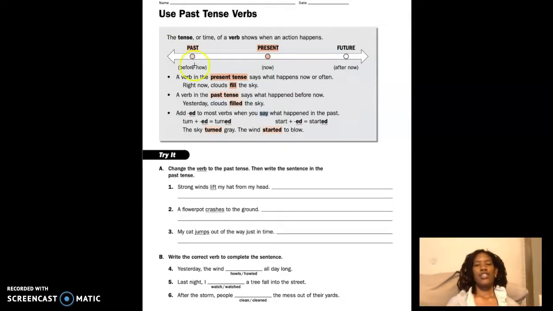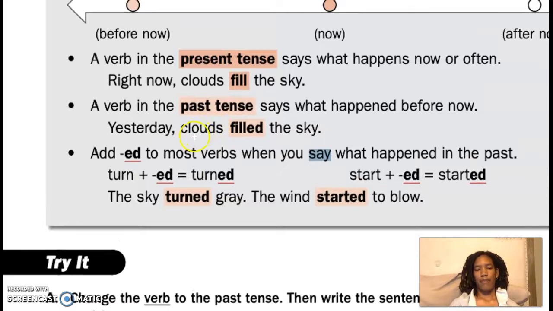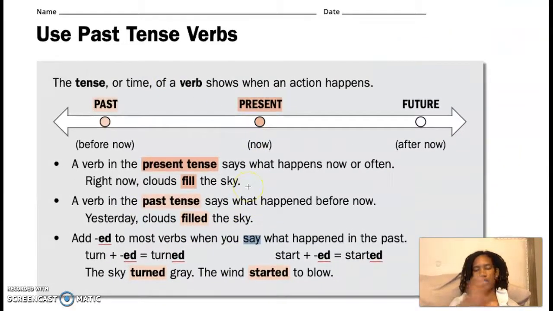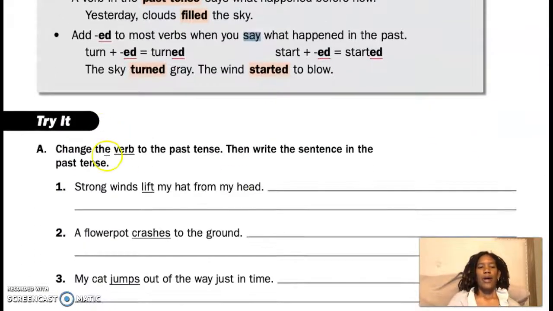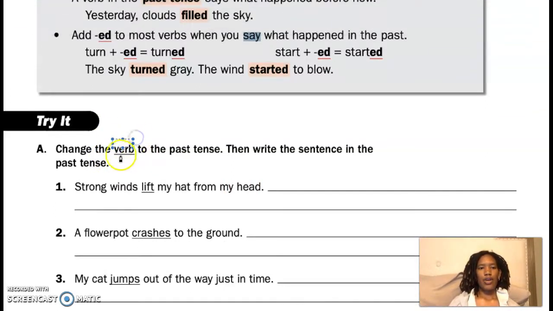Okay. So up here you have the information to help you. Okay. Just like on the textbook page. What you're going to do is you are going to change the verb to past tense. Then write the sentence in the past tense.